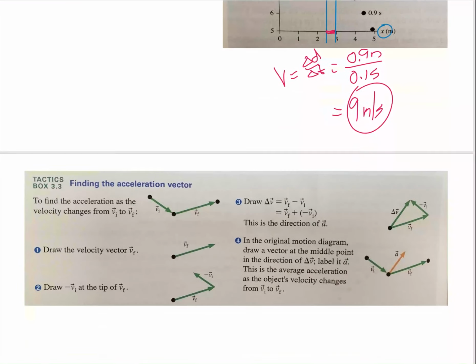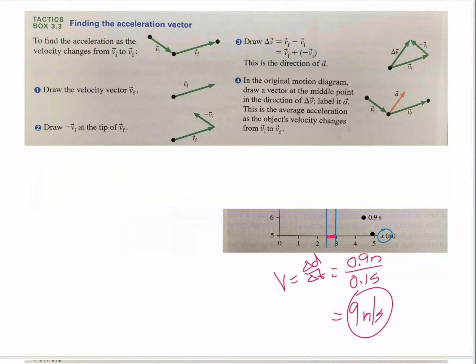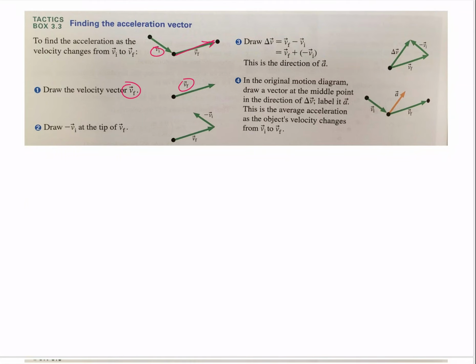All right, so now finding the acceleration vector. This is kind of an interesting thing also. To find the acceleration as the velocity changes from the initial velocity to the final velocity, what we can do is draw the final velocity vector. This is important, it's the final velocity vector that we're talking about here. Then we draw the negative initial velocity vector. So we had the final velocity vector here. Now the initial velocity vector here, reverse it and put it at the end of the final velocity vector. So now that is drawn here.